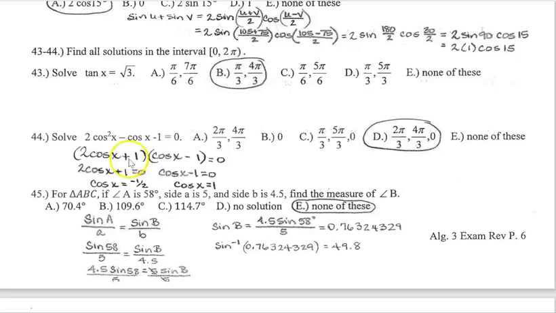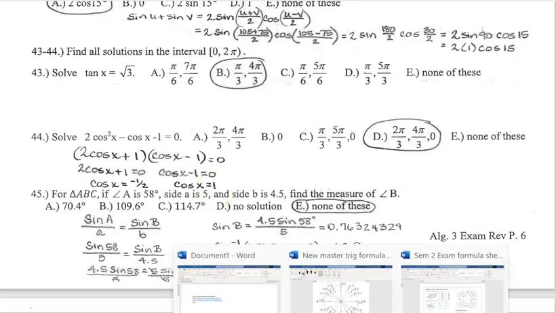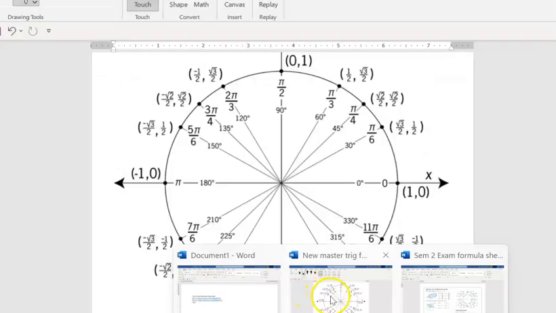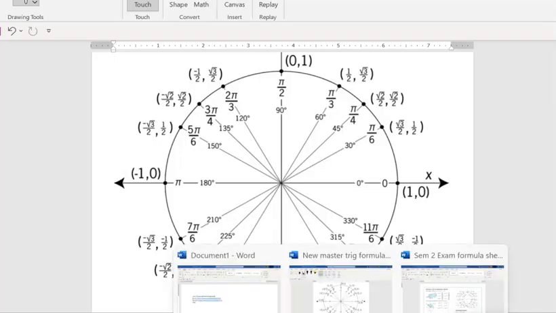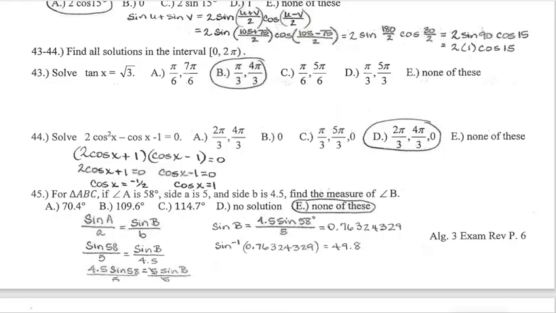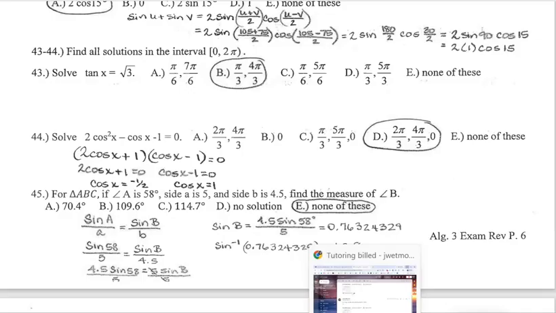So now that I have it factored, I can set each of those factors equal to 0. So here I'm going to add 1 to both sides and then divide by 2. And then here I'm going to add 1 to both sides. So then I'm looking on my circle to see where is cosine negative 1/2. All right, so cosine's the x value, remember. So right here at 2 pi over 3, and then down here at 4 pi over 3. All right, then we also want to know where our cosine value is equal to positive 1.